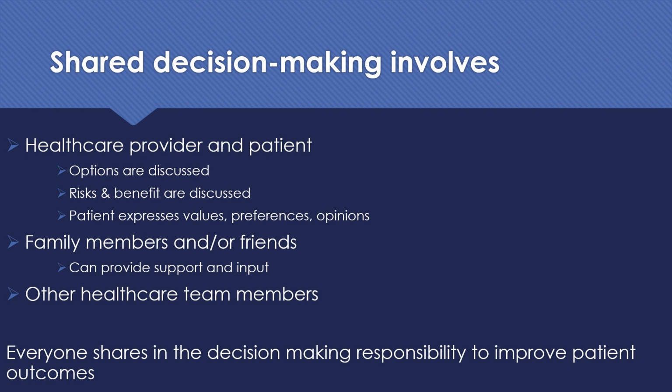So social workers, you may need to get a psychiatrist involved. You may need to get specialists involved. You may need to get oncology nurses involved. There's a whole gamut of people that you may need to get involved in getting some good patient care outcomes. But everyone should share in that decision-making responsibility to improve those patient outcomes. So working as a team is extremely important, and cooperating with each other to make the best decision for that patient.